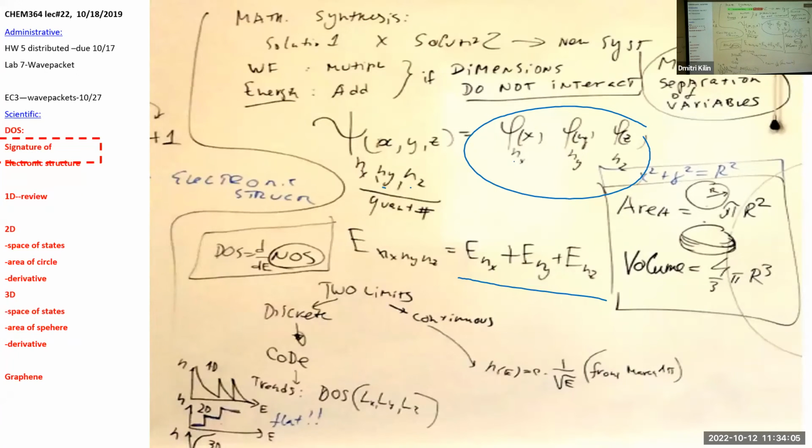And so the strategy is that we will develop N of E, the number of states behind the strawman, and then we will take the derivative. The derivative of the number of states will be the density of states. We already did it for 1-dimensional, now we need to do it for 2 and 3.